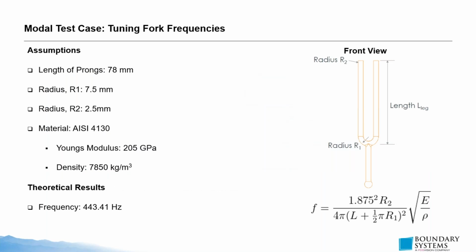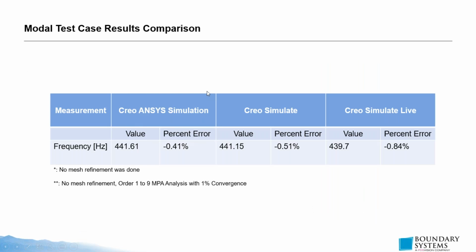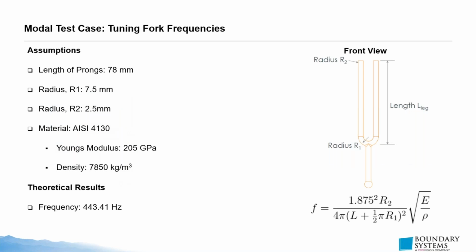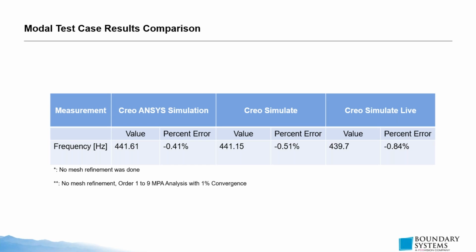One more test case to show here is a tuning fork. Again, I show a lot of math on the screen as to what the theoretical frequency of this tuning fork could be, and it's 443.41 hertz. And one more test here, we see good accuracy amongst all of these tools, almost 0.5% to all within 1% error of the analytical result. So all of them do very well there.